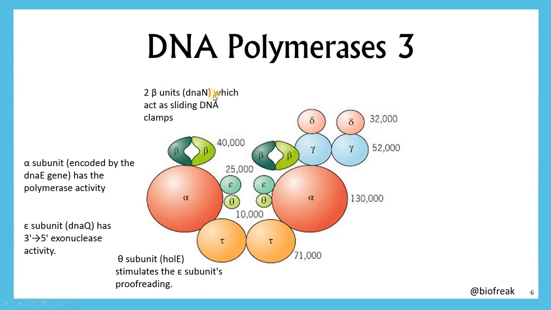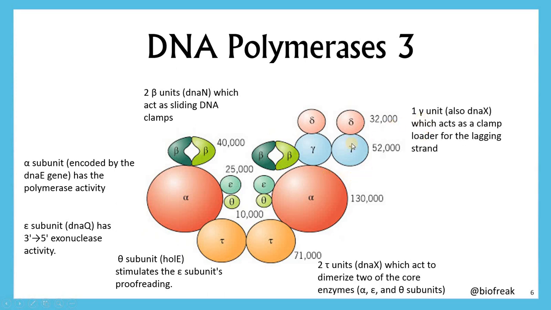Then we have two beta units which act as sliding DNA clamps. So through this, the DNA passes during replication, because as I said, DNA polymerase 3 is very important in replication. One strand, that is the leading strand, will pass through this particular clamp, while the lagging strand requires the clamp loaders.